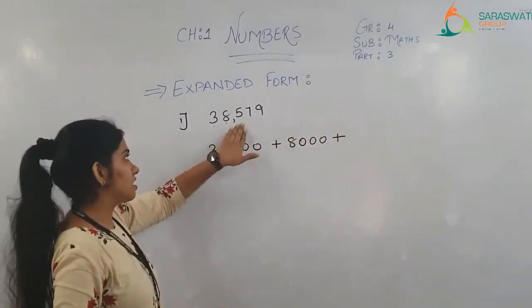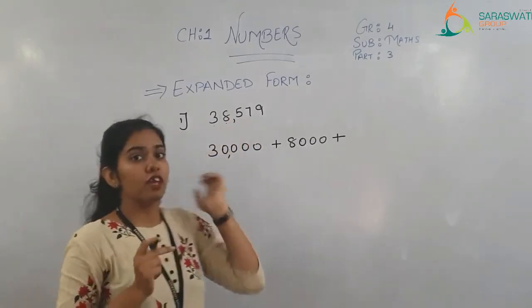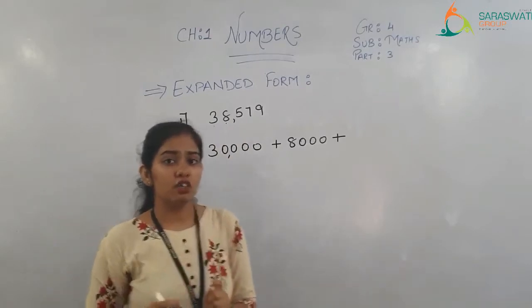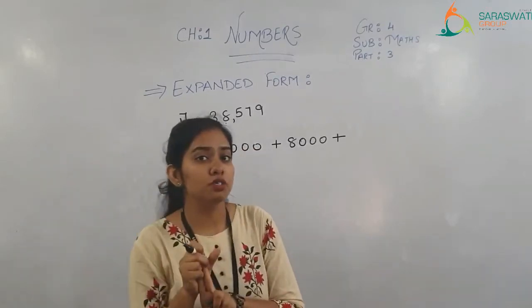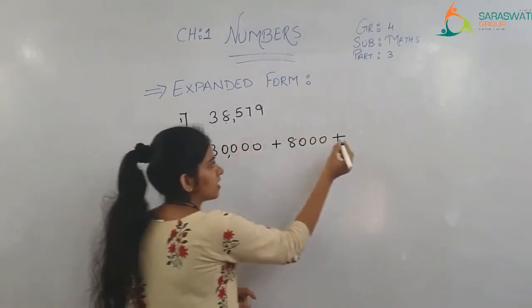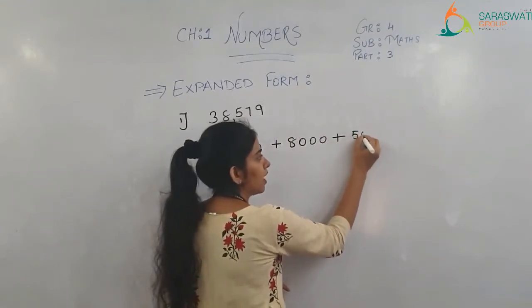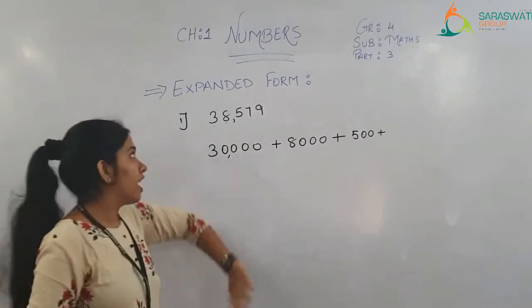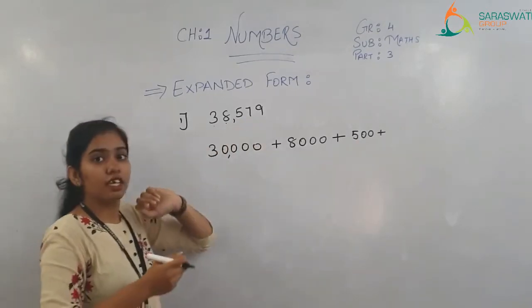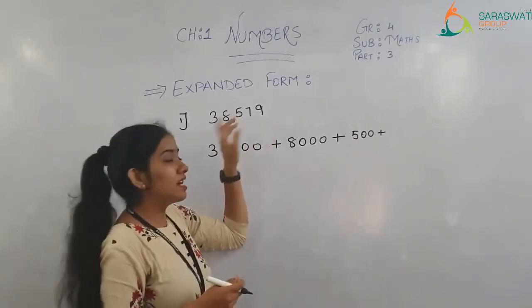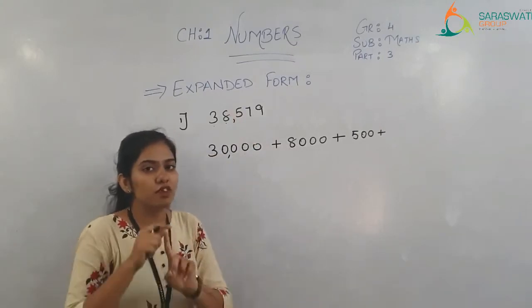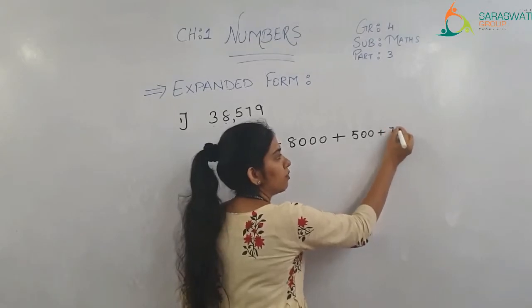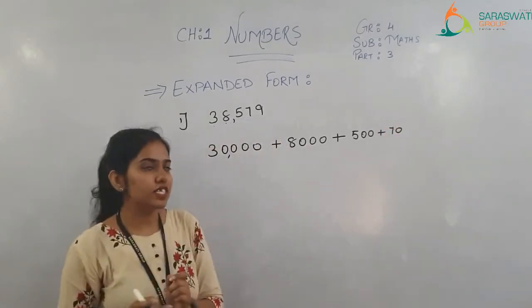Then we'll see the next number, that is 5. 5 is at the place of hundreds. So in hundreds we are having 2 zeros. So we'll write 5 followed by 2 zeros, we will get 500. After that 7. 7 is at the tens place. In tens we are having only 1 zero. So 7 followed by 1 zero, that is 70.